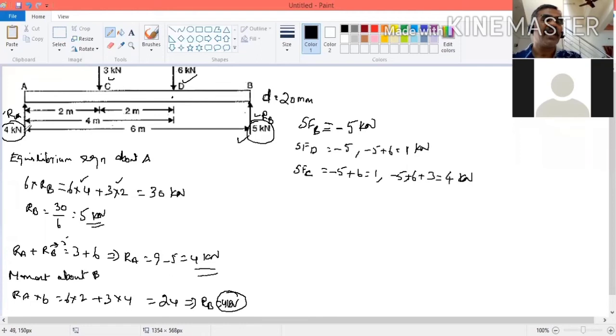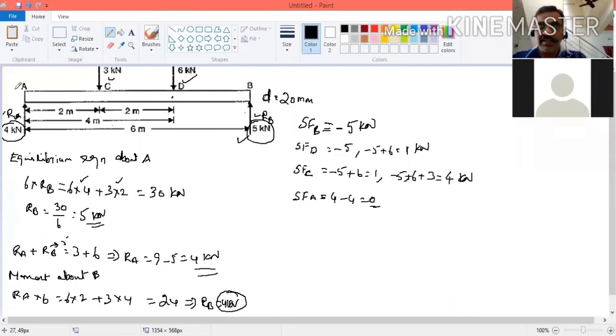Up to this point already, the same shear force at A, the same 4 kilonewton, will go up to this point. Then this 4 is minus, because it is acting in the upward direction. Already 4 kilonewton is there. This is plus, and this is minus 4, that is equal to 0. So my 4 kilonewton to 0 it will come.